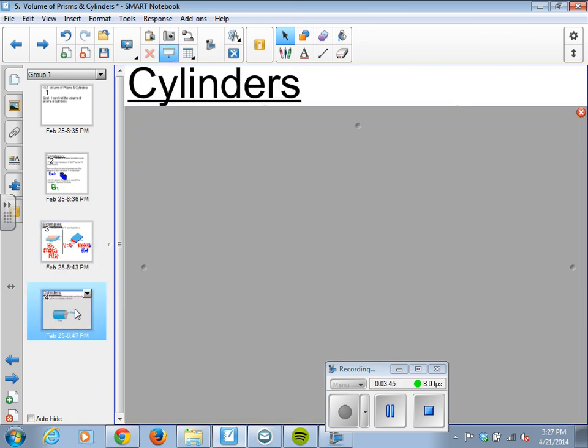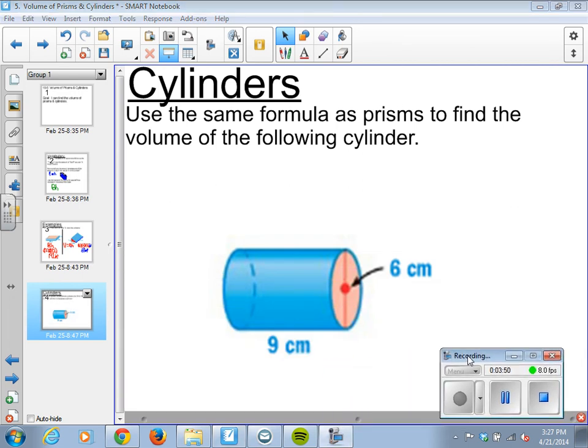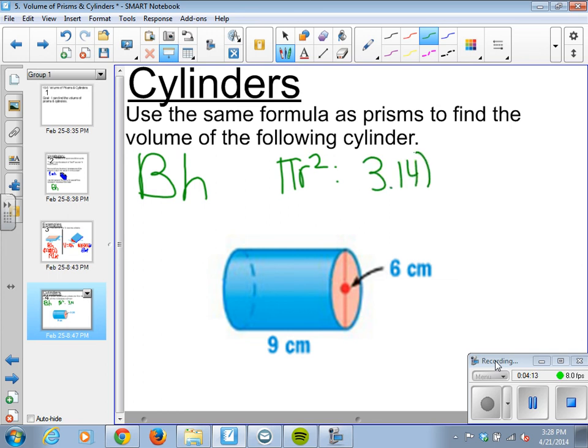We go over to cylinders. Same exact formula, just a different way of finding our base area. So we do area of the base times the height. And we have a circle base, so to find that circular base area, we do pi r squared. So we use pi, 3.14, times the radius squared. We notice the diameter here is 6, which means the radius is 3, times the height of the cylinder, which is 9.